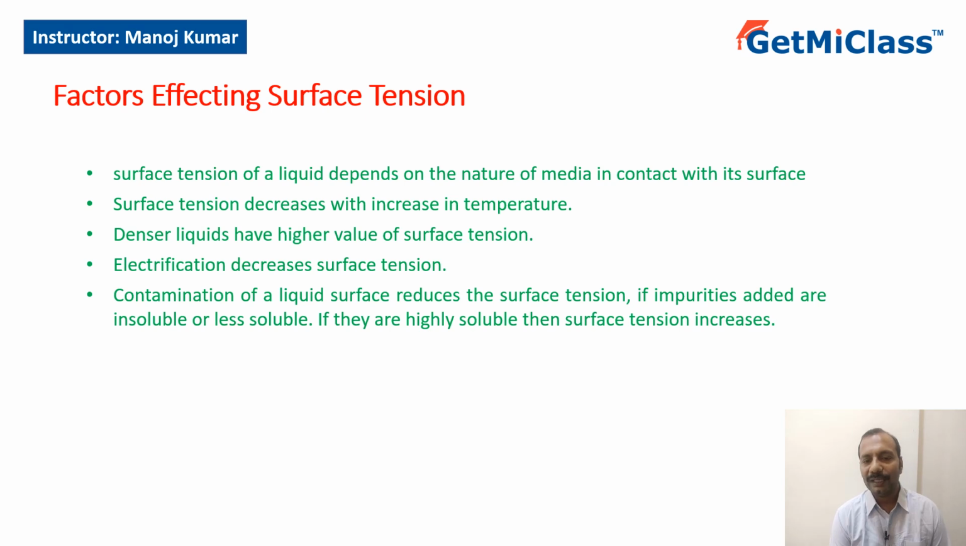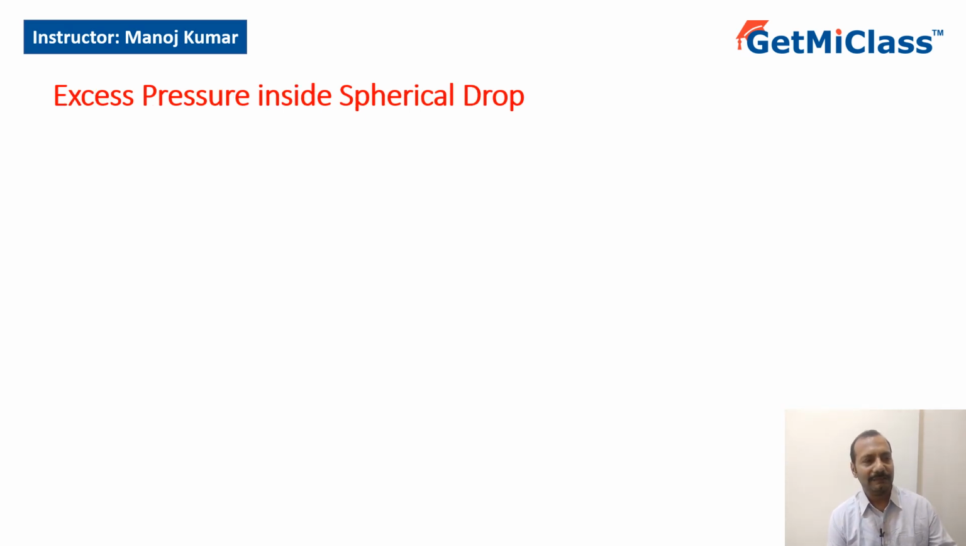Now contamination of a liquid surface reduces the surface tension. So if there is some other impurity added to the liquid, then the surface tension in the liquid would be less, if the impurities are insoluble or less soluble. If they are highly soluble, then the surface tension increases. So again, you have to remember that if highly soluble impurities are added, then the surface tension of the liquid would increase due to the increase in density. Otherwise, if insoluble impurities are added, then the surface tension would decrease. These are the factors affecting surface tension.